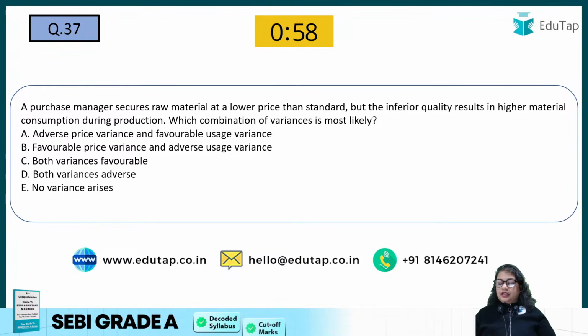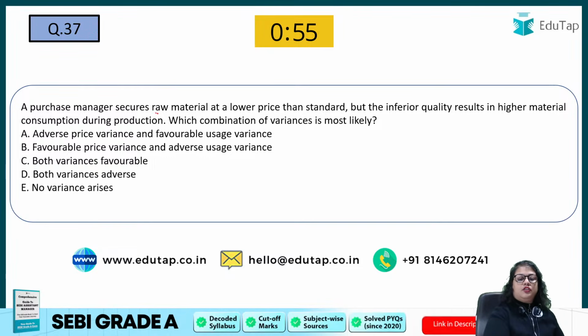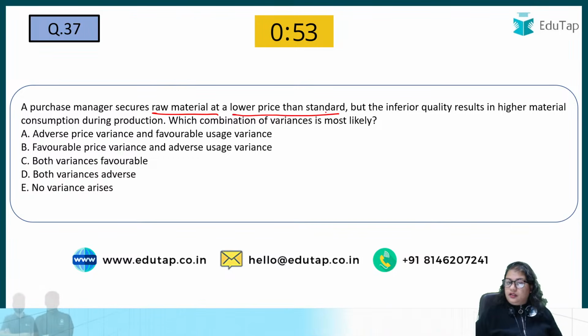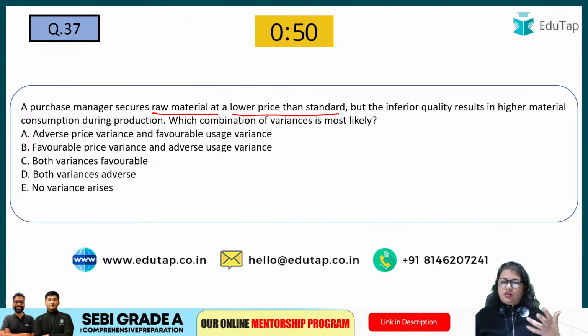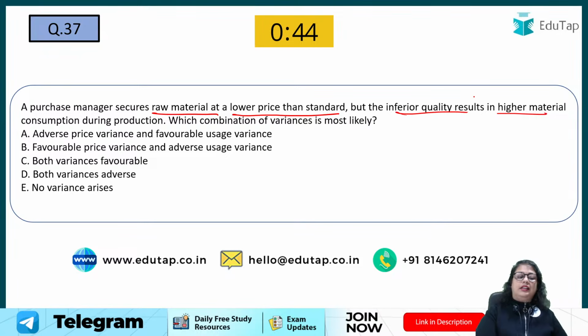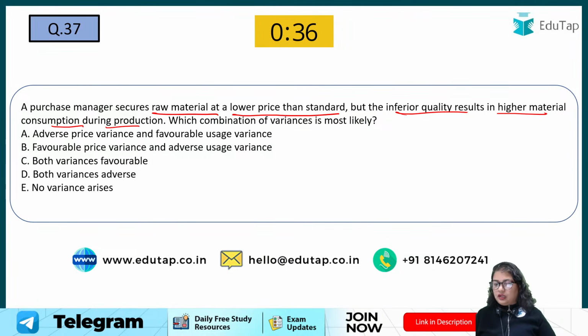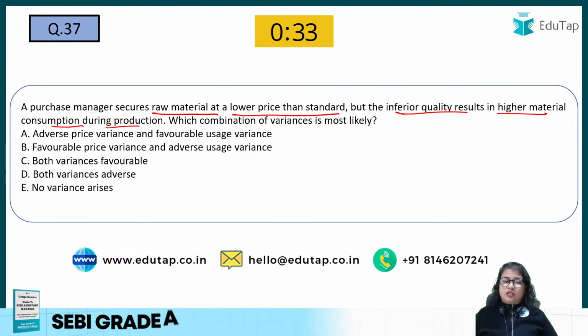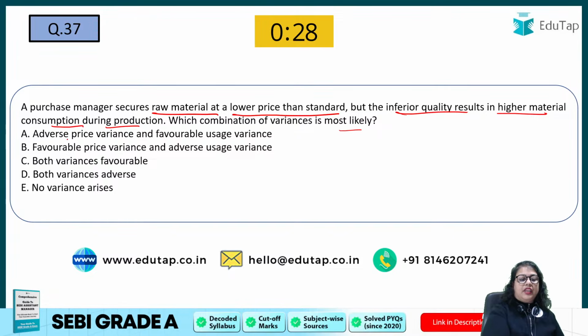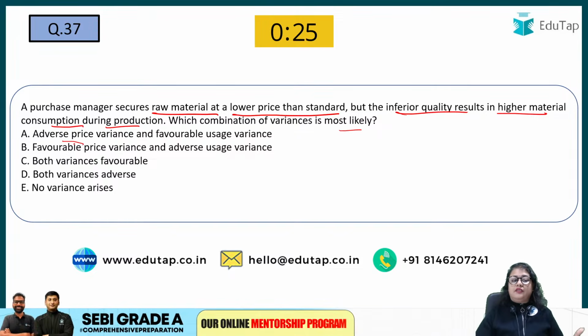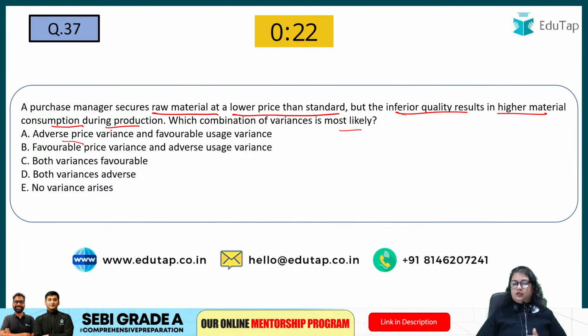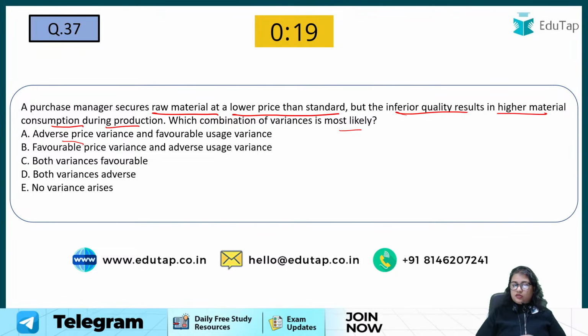Next, question number 37. A purchase manager secures raw material at a lower price than standard, but the inferior quality results in higher material consumption during production. Because it purchased at a lower price, but there was inferior quality, the material was consumed a little higher. So which combination of variances is most likely to occur? A. Adverse price variance? No, price variance will be favorable, because we have purchased lower than the standard.